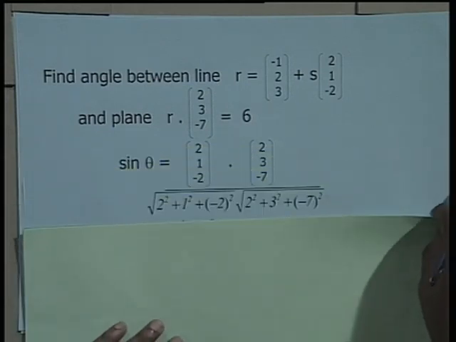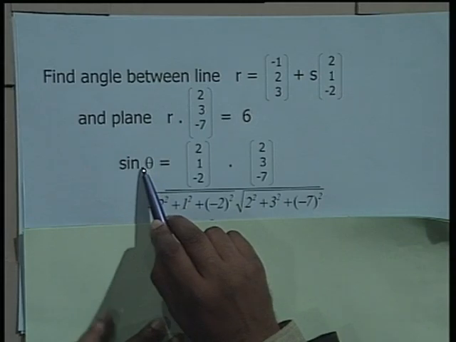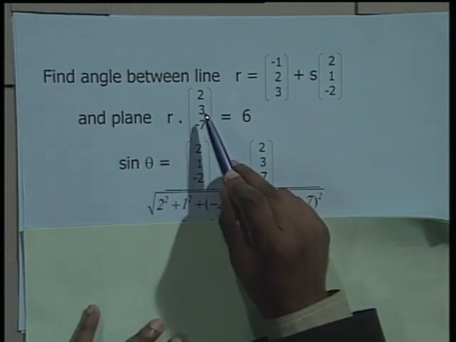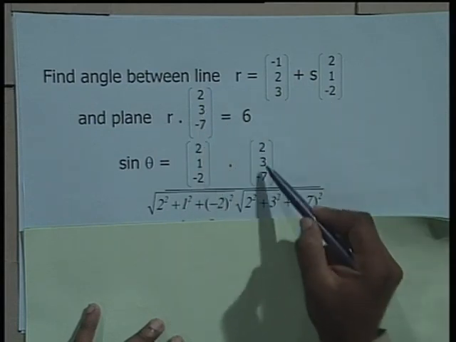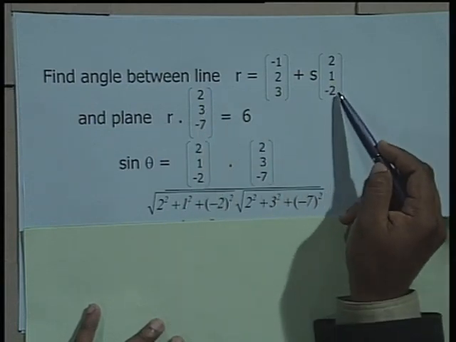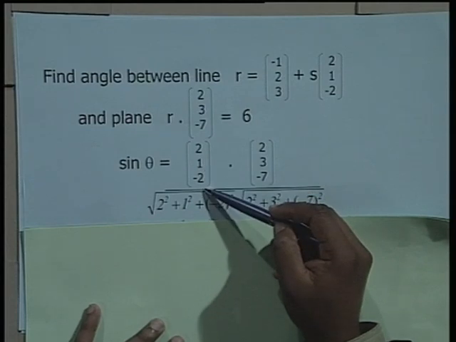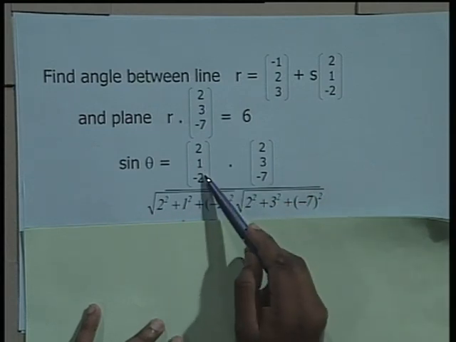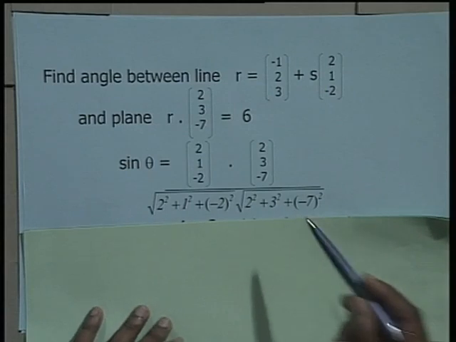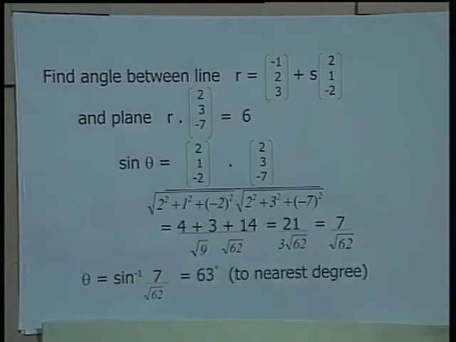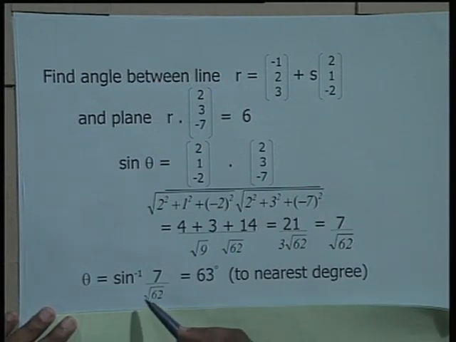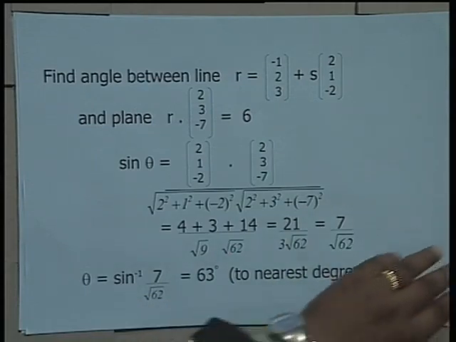And we would replace it by sine theta. So sine theta is the dot product of the vector normal to the plane, (2, 3, -7), and the direction vector of the line, (2, 1, -2), divided by the magnitude of each one of them. We obtain 7 over root 62. Taking the sine inverse, we obtain theta as 63 degrees to the nearest degree.